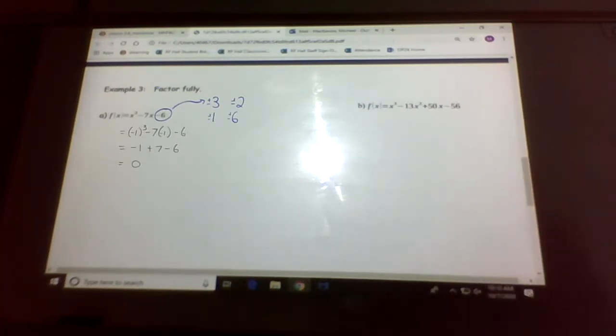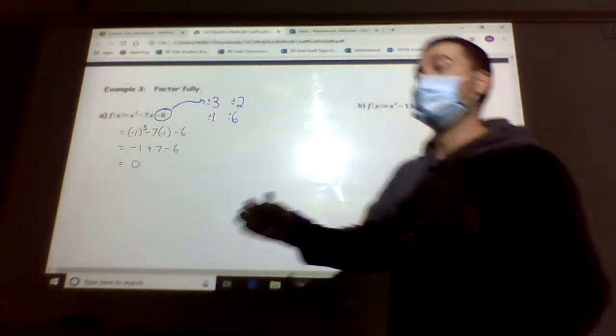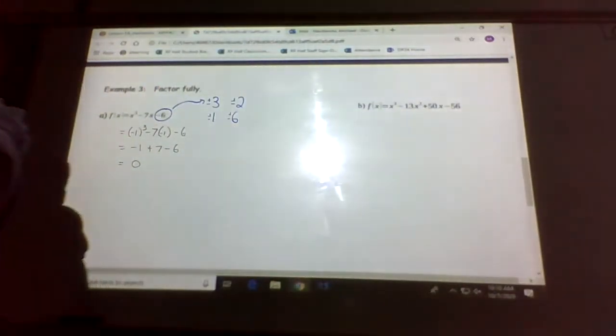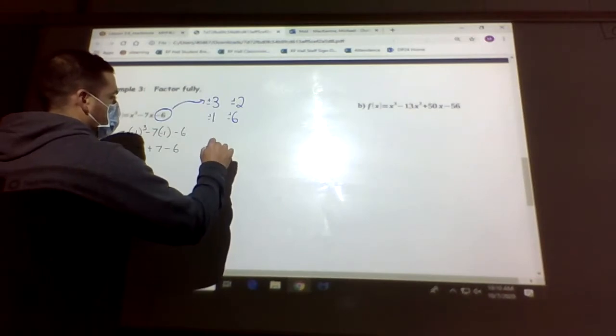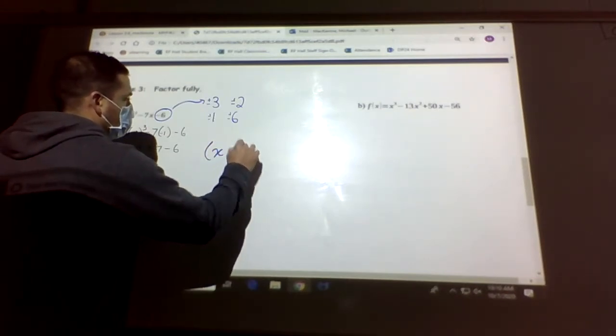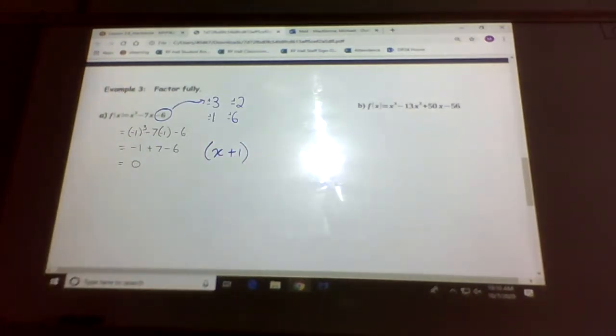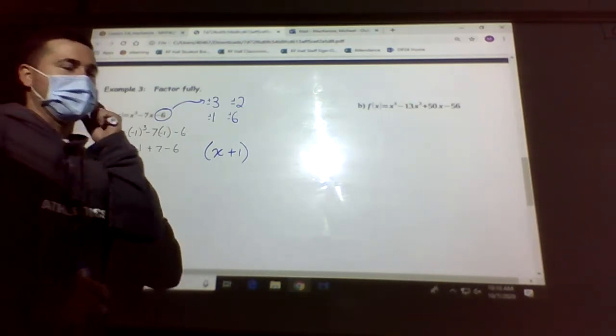Okay, so we plug in negative 1, we get the answer 0. That means negative 1 is a factor. It's an x-intercept. So we know our first part of this is x plus 1. I put plus 1 because when we remove it, it becomes negative 1. So this is our first divisor.